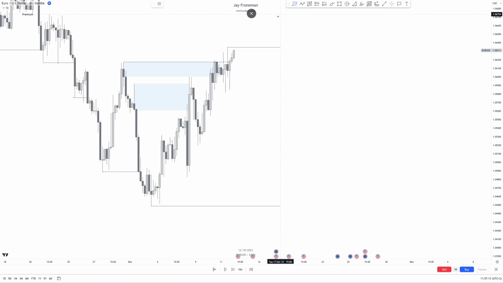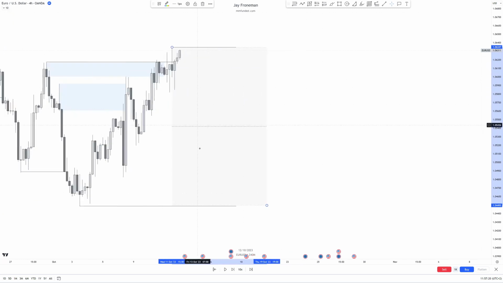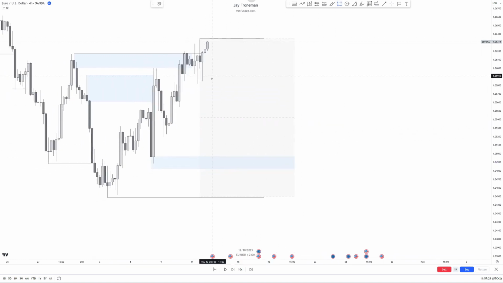If we mark out our discount and premium areas of pricing from that new high to the low, we have premium, discount. The probability of price mitigating demand areas in the discounted areas of pricing is good probability before continuing to target those weak highs.